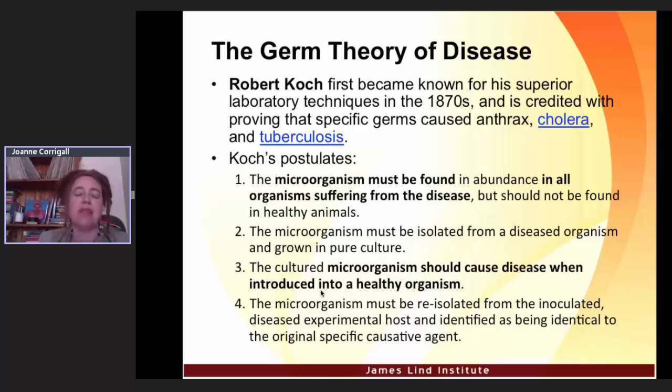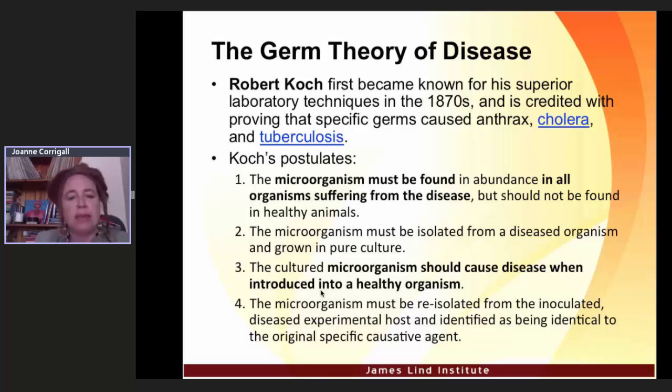So he said that the microorganism, which might be a bacteria, virus, or parasite, must be found in abundance in all organisms suffering from disease, but should not be found in healthy animals. A lot of his work was not just on people, but on animals. So he said if there isn't an abundance of this organism in that person, then it's unlikely that they have this disease, and particularly so if that same organism is found in somebody who's not affected by the disease.